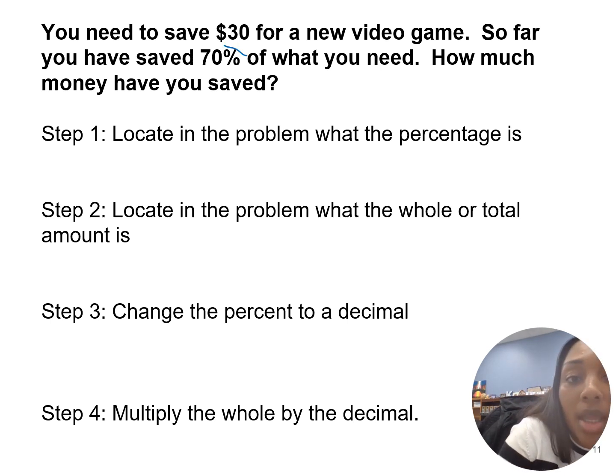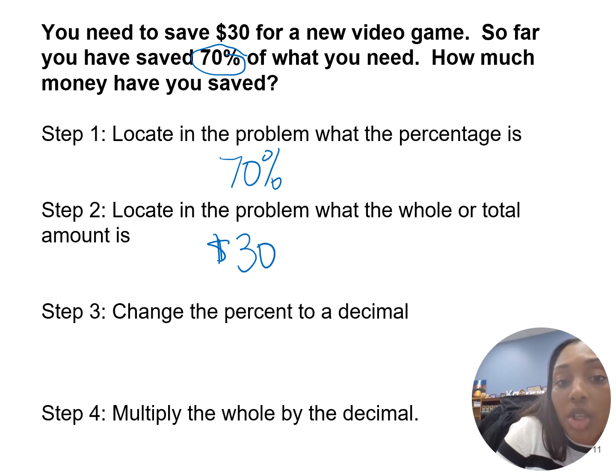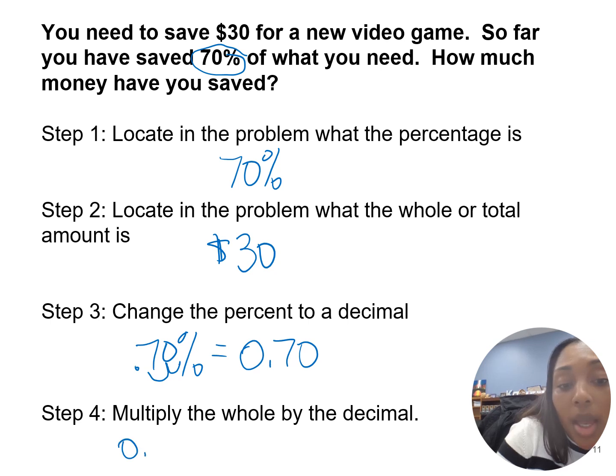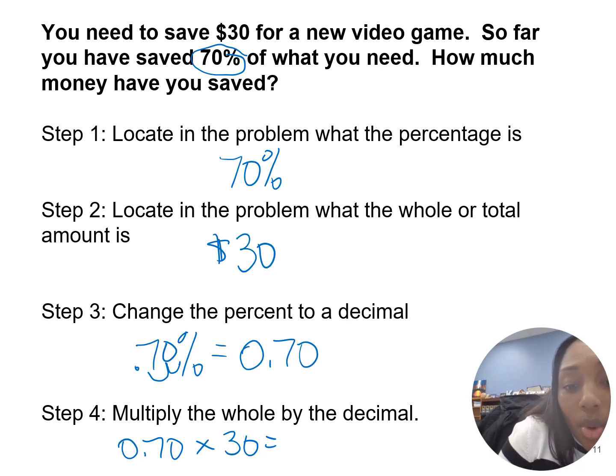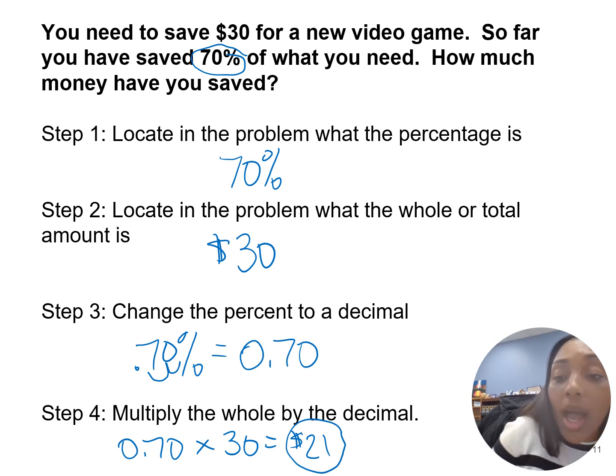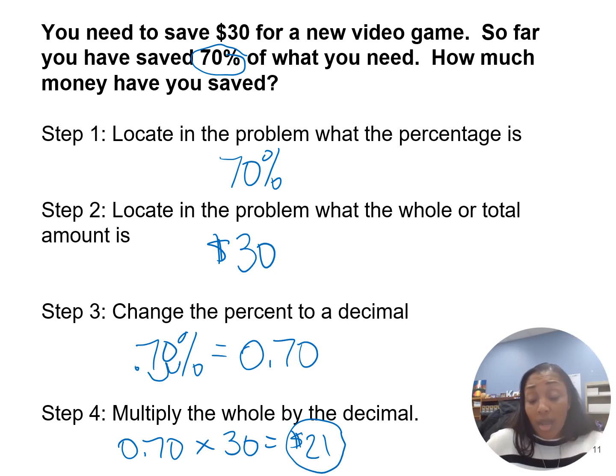So we want to first locate our percent. We got 70%. Then what is the whole or the total? I need $30. I'm going to change the percent to a decimal. So 70%, I'm going to change to a decimal, doing the same steps I've been doing. So that would give me 0.70. And then I'm going to multiply 0.70 times 30. And 0.70 times 30 gives me 21. So far, I have saved $21. So I'm close. I'm getting up there. And think about it, 70% is close to 100. So I've almost saved all the money I need, just not quite.